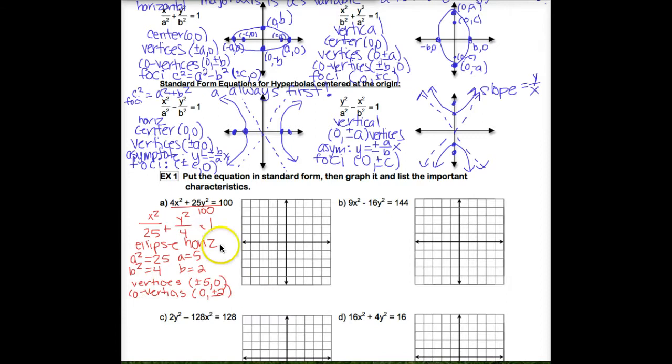And then my foci, you have to do a little bit of work for that. So I'm going to do c squared equals a squared minus b squared. So c squared is going to equal 25 minus 4, so 21, which means that c is the square root of 21. So my foci are going to be at plus and minus square root of 21, 0.